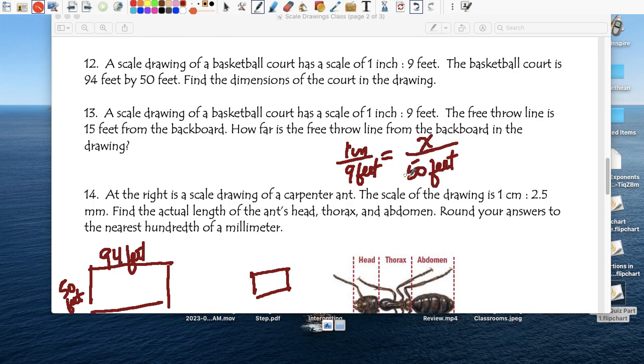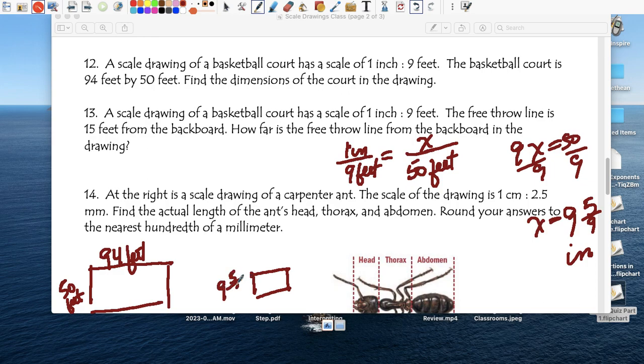So here's my x. 9x equals 50. Divide by 9, divide by 9. And x equals, please be a nice decimal. And no, it's not. So we're going to call that 5 and 5/9 of an inch. I like that number better. If you wrote 5.55 or, if you round it, depending on what they rounded to, 5.56, that would have been fine. So in the drawing, I'm going to leave it as a fraction, 5 and 5/9 of an inch. Now we got to do 94 feet.